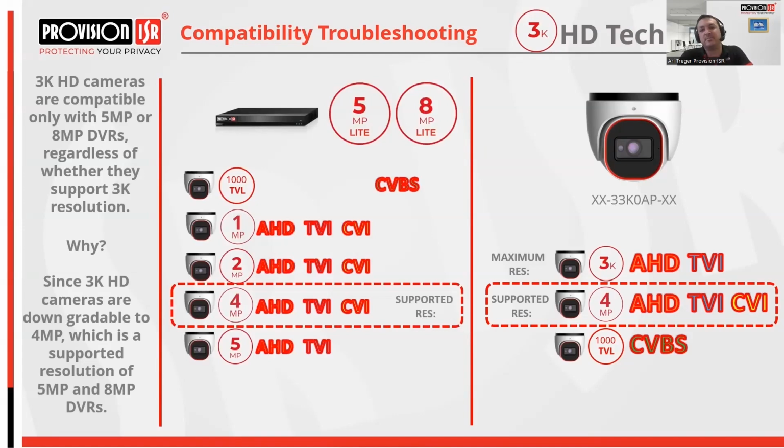Whenever you encounter a compatibility issue, not just with a 3K camera, but in general, you can use the same logic. Identify the supported resolutions of both the DVR and the camera, then find the common supported resolution and change the camera's resolution to the supported resolution of the DVR. In this case, using a 5 megapixel DVR and a 3K camera, the shared resolution is 4 megapixel. Therefore, we will need to reduce the resolution of the camera to 4 megapixel.